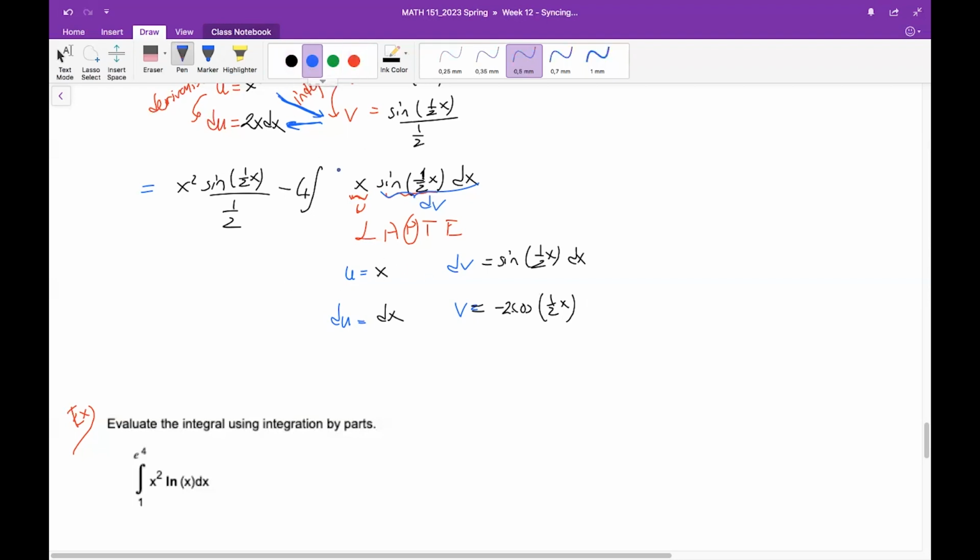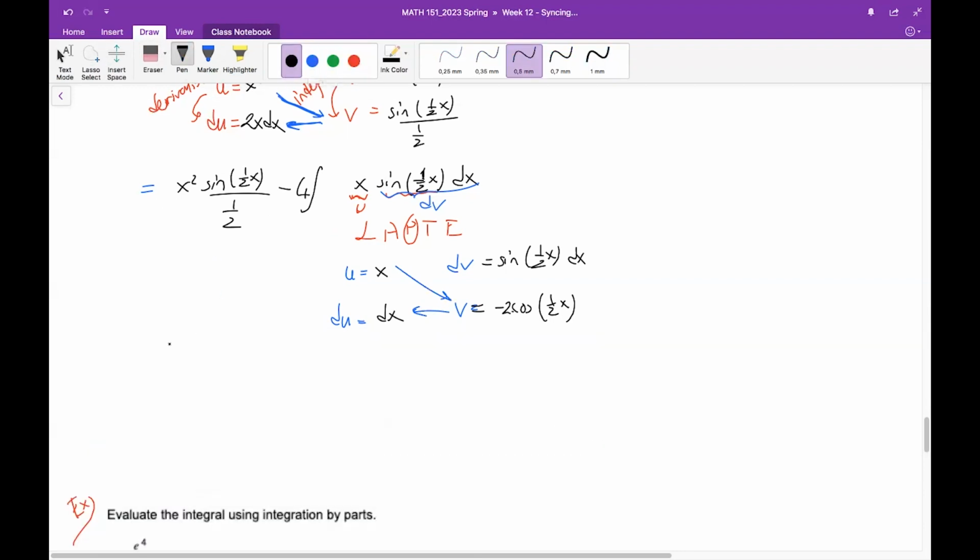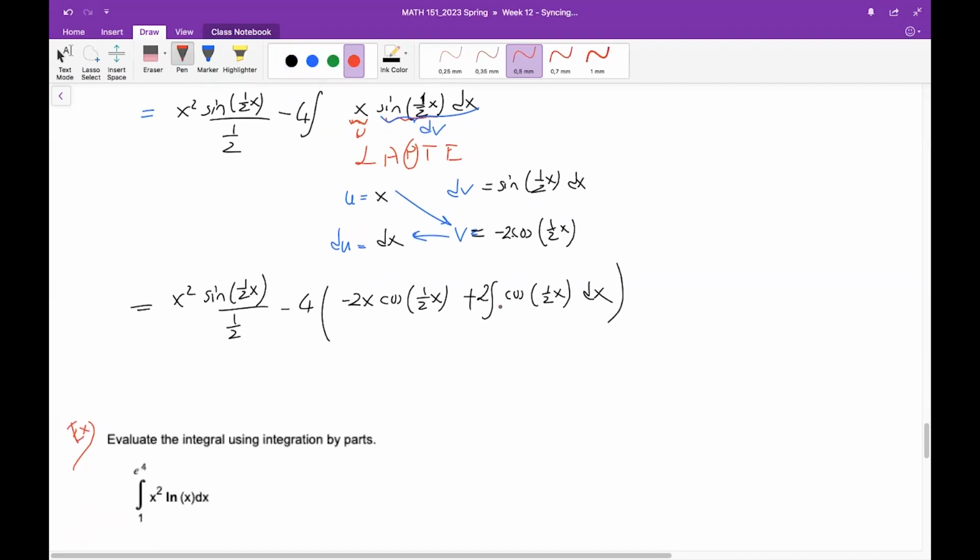Now follow the directions of the arrows, which means you are applying integration by parts. I will write the whole thing from the beginning on. x squared sine of 1 over 2x, minus 4 times u times v, is minus 2x cosine of 1 over 2x, minus the integral of this times this, okay? Another minus is here, so it is plus now, 2 times cosine of 1 over 2x dx, okay? And you see, we finally have a simple integration that we can solve by just evaluating the integral.